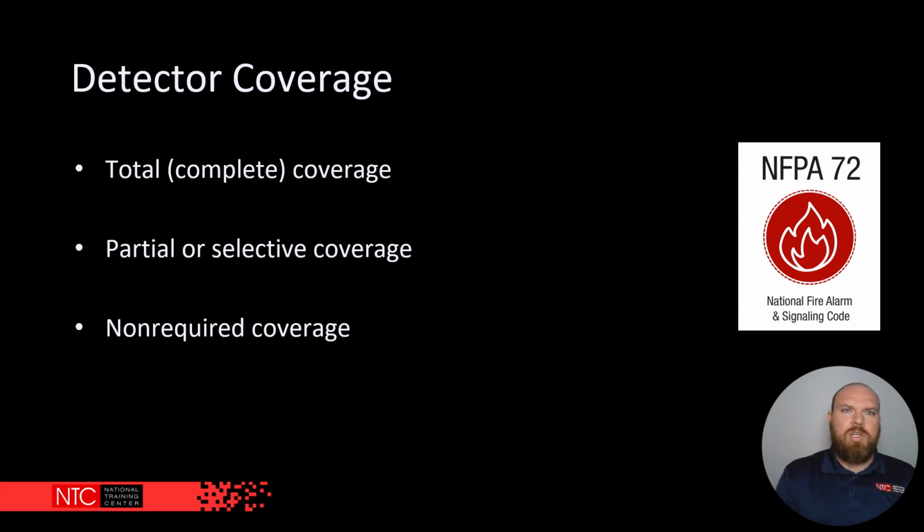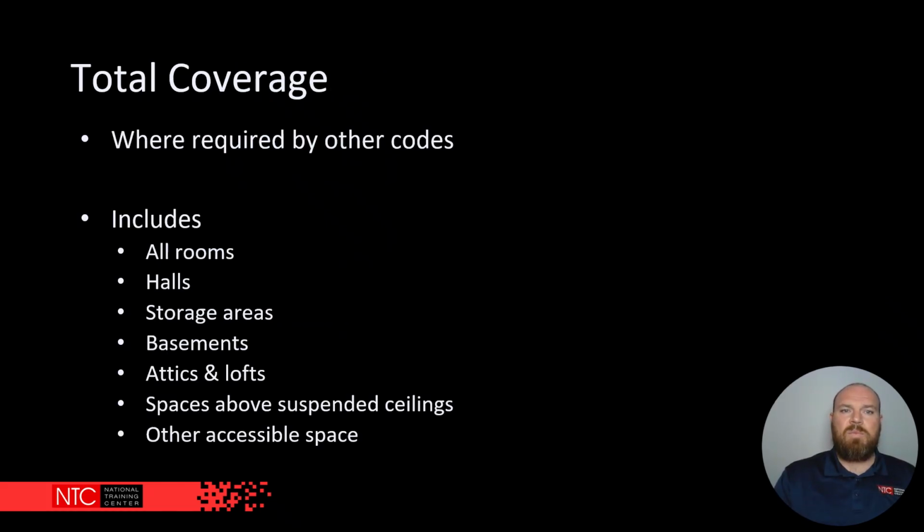With automatic detection, you've got some options. You've got some options of devices, but also coverages. Let's take 2 minutes to talk about these different detector coverages and which one is going to be the one we see most. So, detector coverage, you got three options. There's total or complete coverage, and there's also partial slash selective coverage. But we also have something that's non-required coverage. So let's go into it.